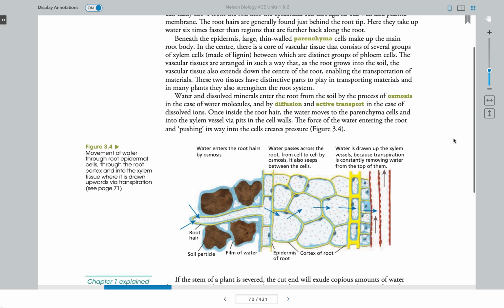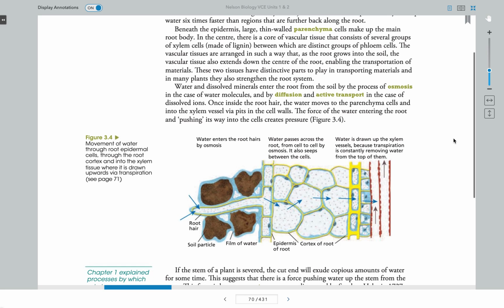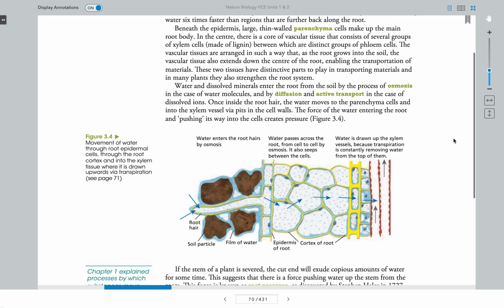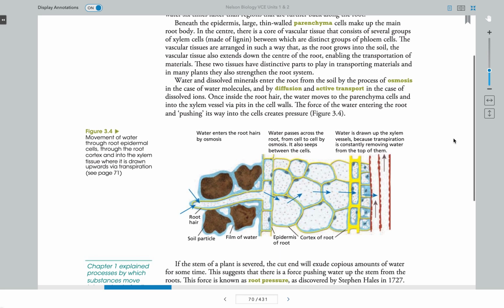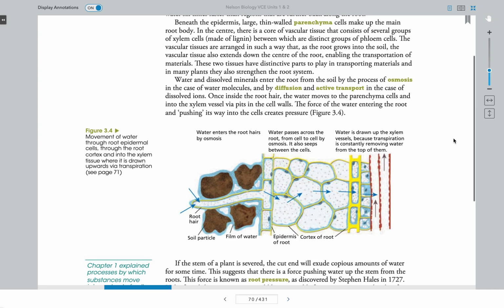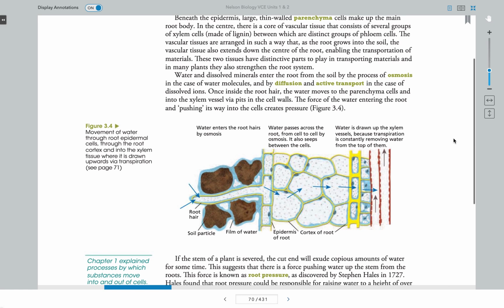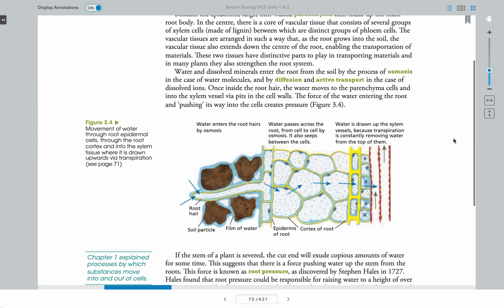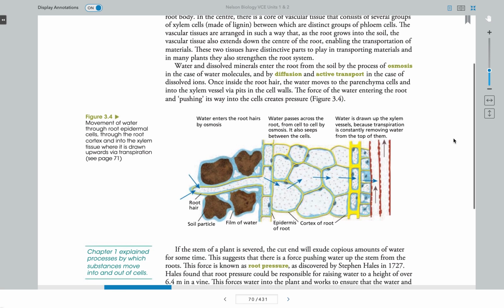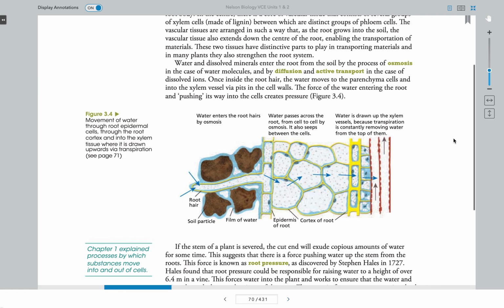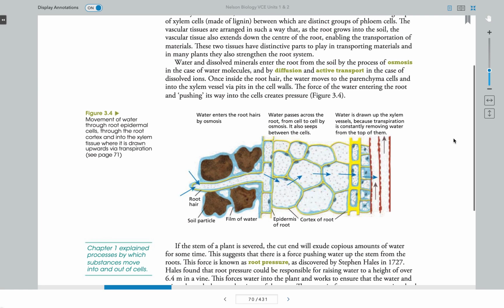The root hairs are generally found just behind the root tip. Here they take up water 6 times faster than regions that are further back along the root. Beneath the epidermis, large thin-walled parenchyma cells make up the main root body. In the centre there is a core of vascular tissue that consists of several groups of xylem cells made of lignin, between which there are distinct groups of phloem cells.